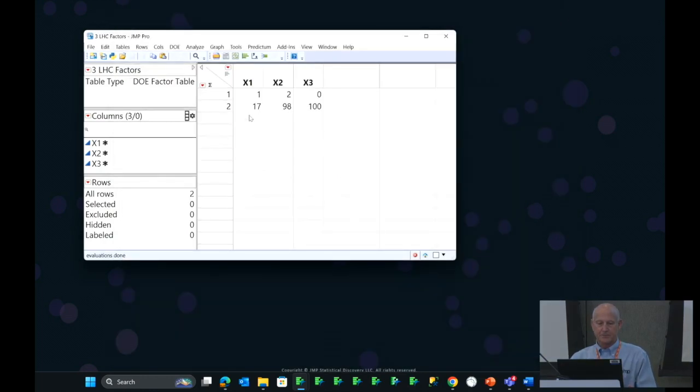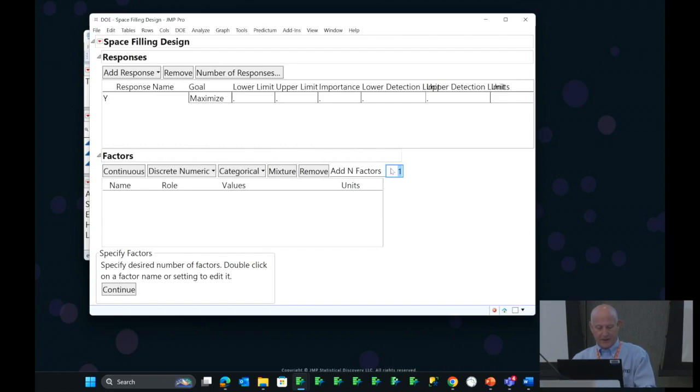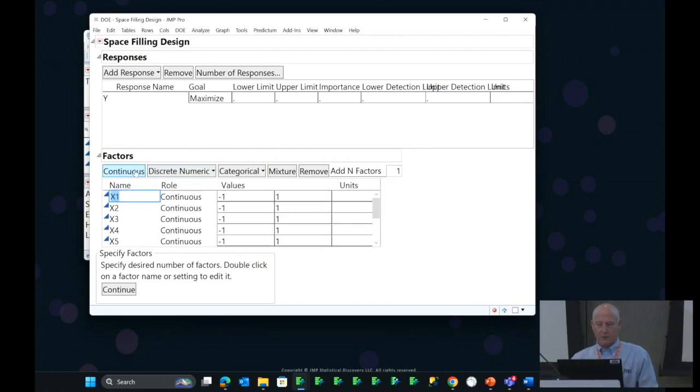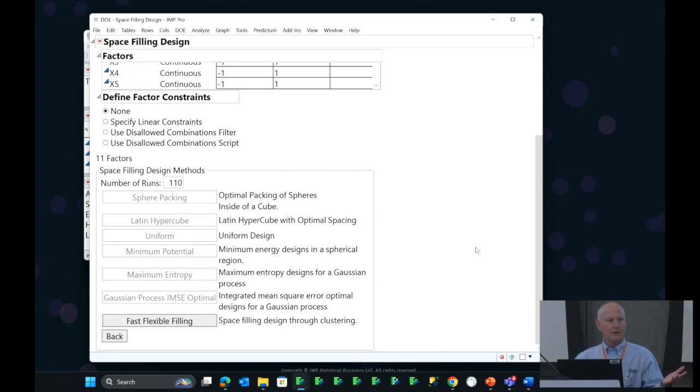Okay. Let's make this a bigger problem, and let's throw in just a couple more things, and this will be maybe my last design. But let's make this again a space filling design, and we're going to put in 10 factors. And we'll put in 10 that are continuous, and maybe we'll put in 1 categorical at 5 levels, okay? So this is a simulation, but I'm going to do 5 different types of aircraft, for example. That's why I've got that categorical factor in it. So when I go to continue, you're going to see that the choices are now down to just fast flexible filling, because these other methods don't support categorical factors.